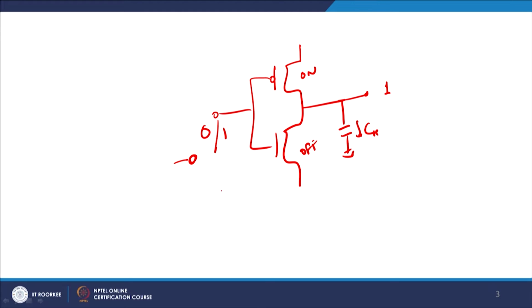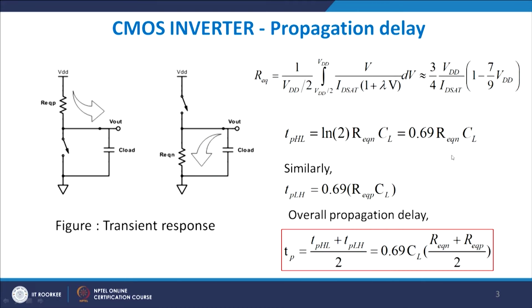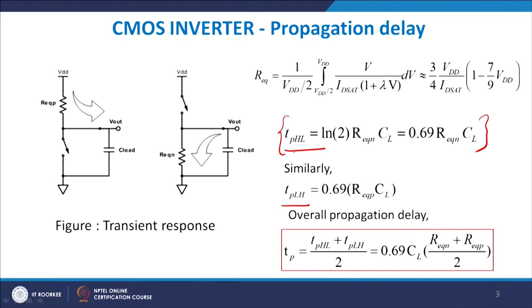In the second half cycle, the input goes from 0 to 1, the PMOS goes off and the NMOS goes on, and therefore this charge finds a discharging path to ground and this 1 goes to 0. We now define two delays: the propagation delay high to low, and we also define low to high. What is high to low? When the output goes from 90% of high to 90% of low, we define that as the propagation delay high to low. So TPHL is defined as TP, propagation delay, and HL, high to low, meaning the output goes from 1 to 0.